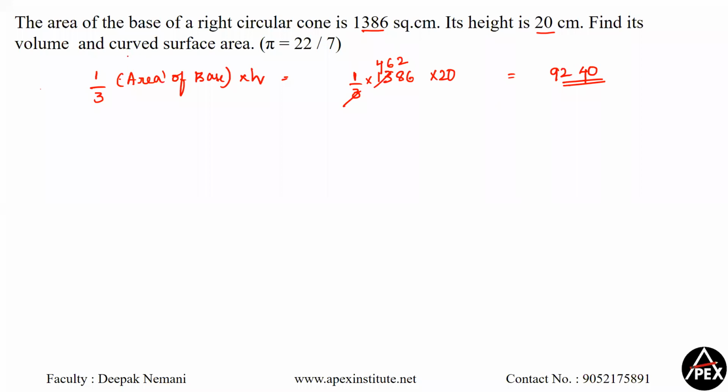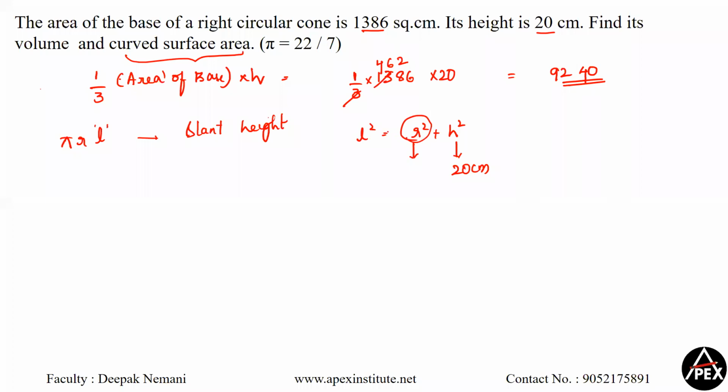Now coming to the curved surface area. So what is the formula to calculate curved surface area? Pi R L. So to determine the curved surface area, you need to find the slant height of the cone. So L square is equal to R square plus H square. To find the slant height of the cone, you need both radius and height. We are given height as 20 centimeters, but you need to find the radius. You can find the radius by using the area of base of this cone.